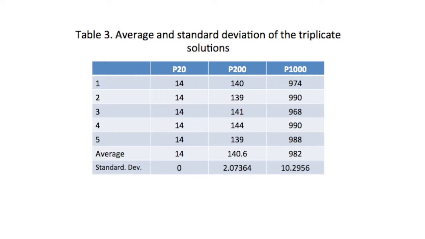In the second activity, we calculated the average and standard deviation. As we can see, there was no error in the first triplicate, but in the other two samples we can see a slight error.